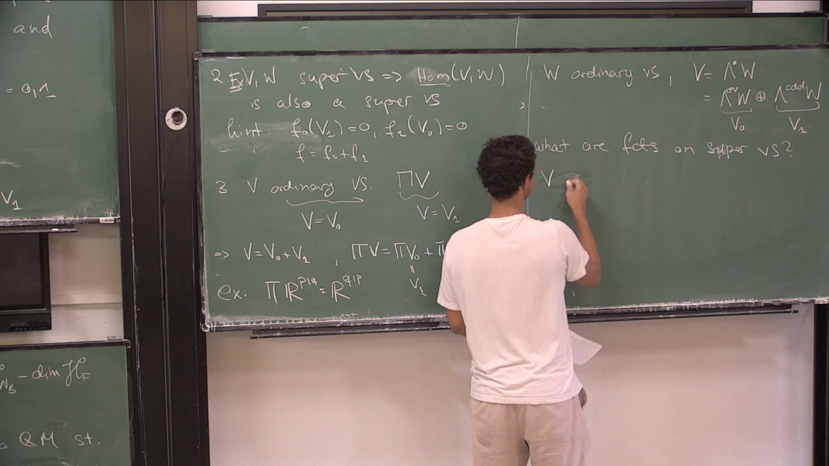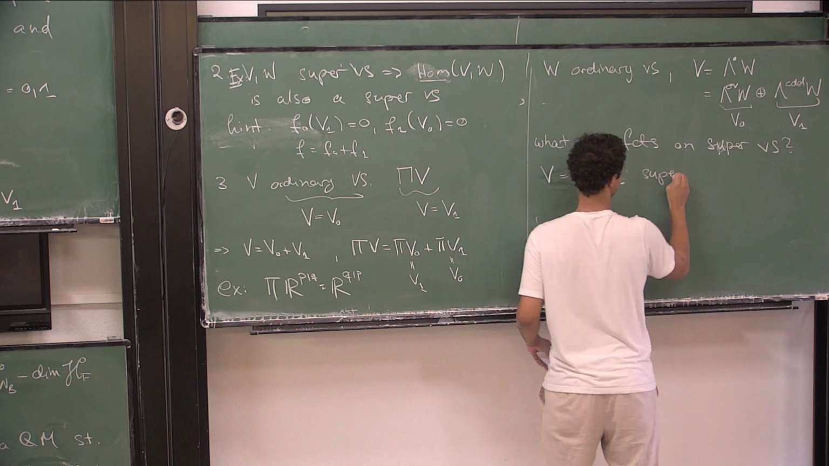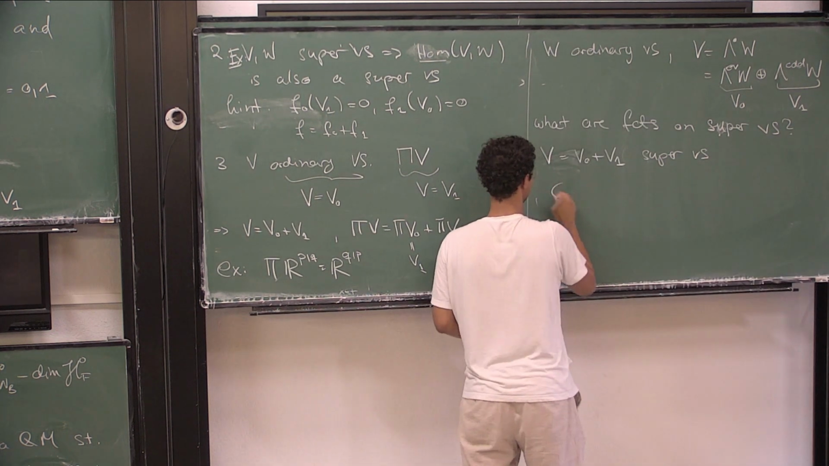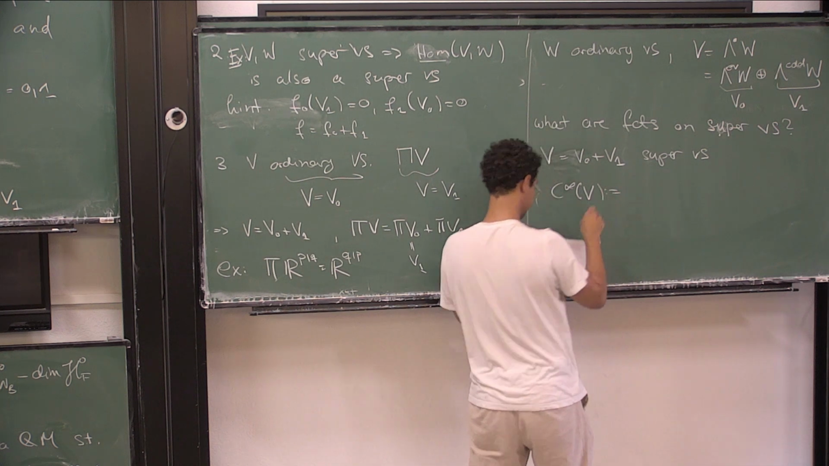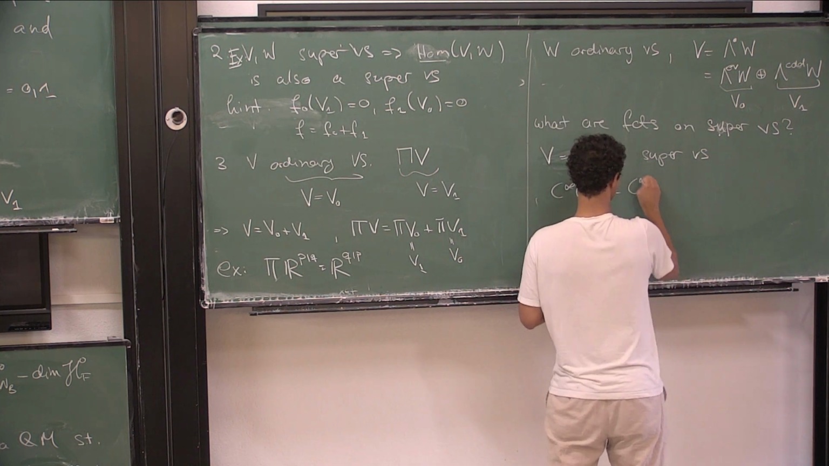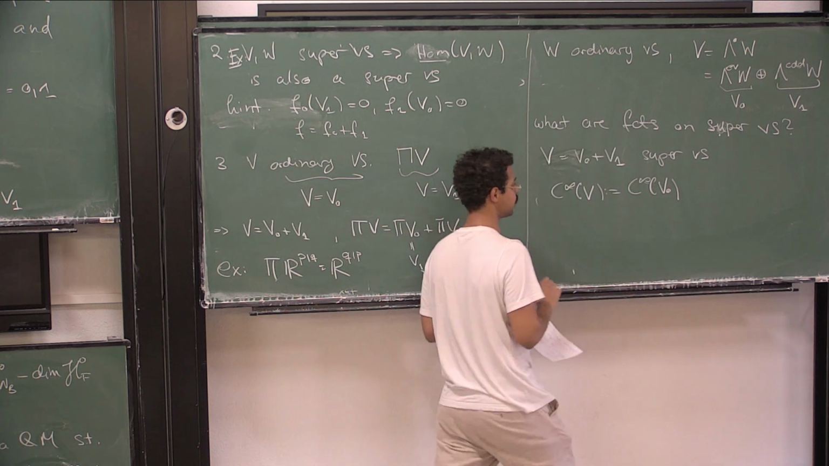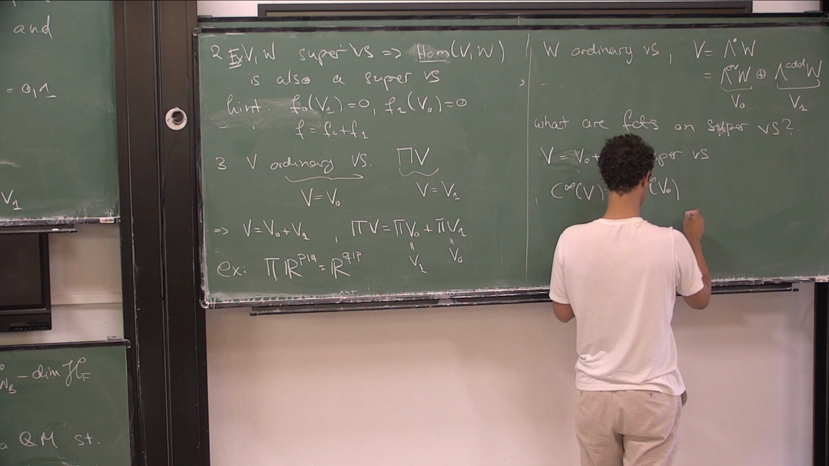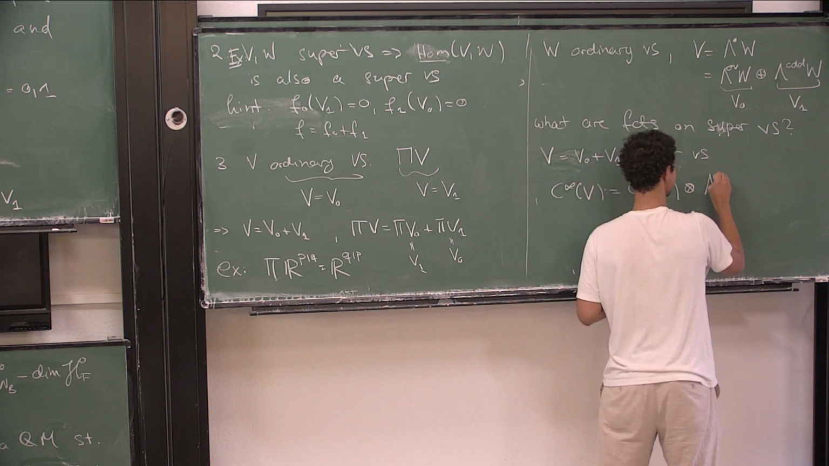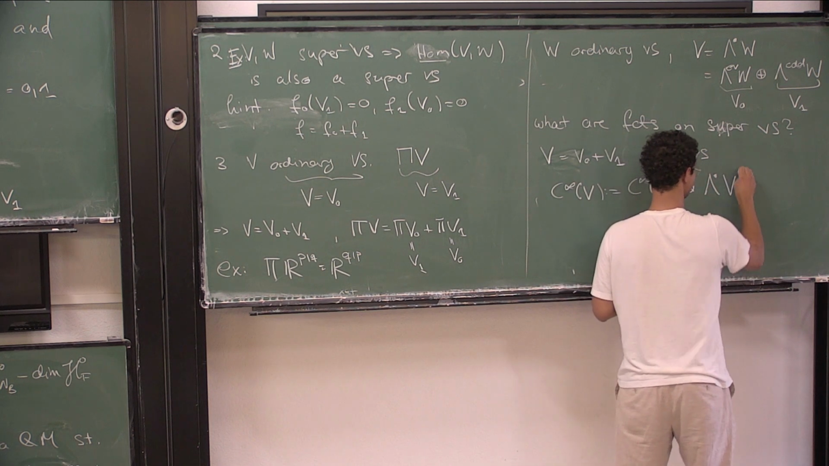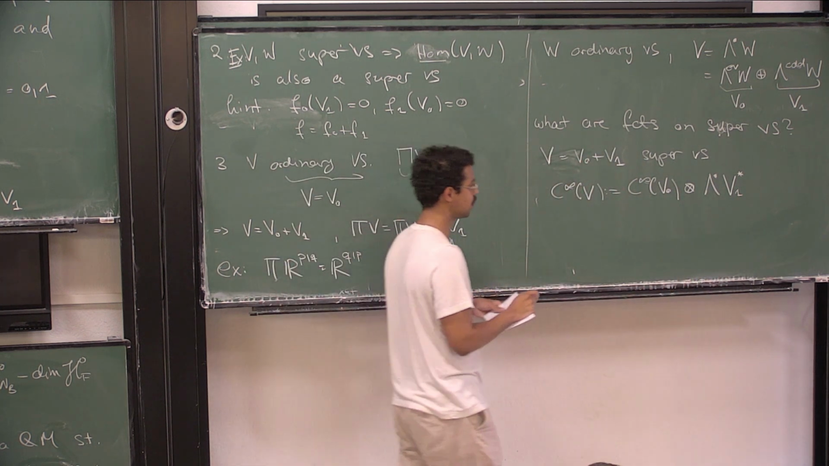So if V is V0 plus V1, a supervector space, then functions on this V are defined to be the functions you consider on the usual guy, just on V0, that's fine, and then tensor the exterior power of V1 dual. Okay, so we will take this as a definition.